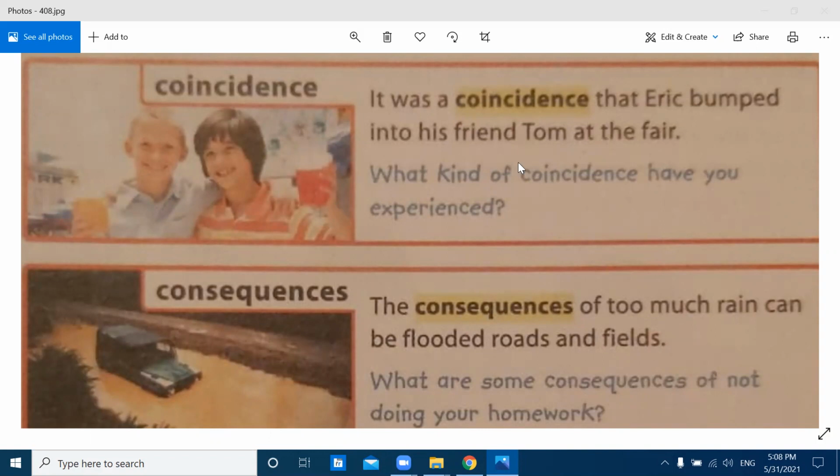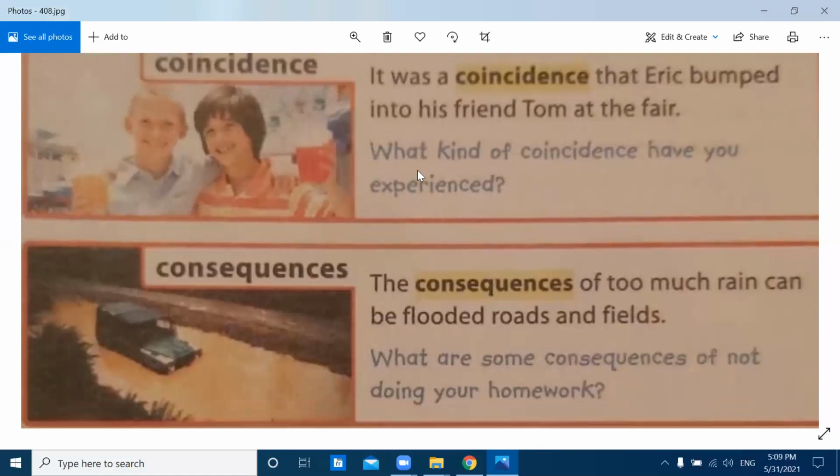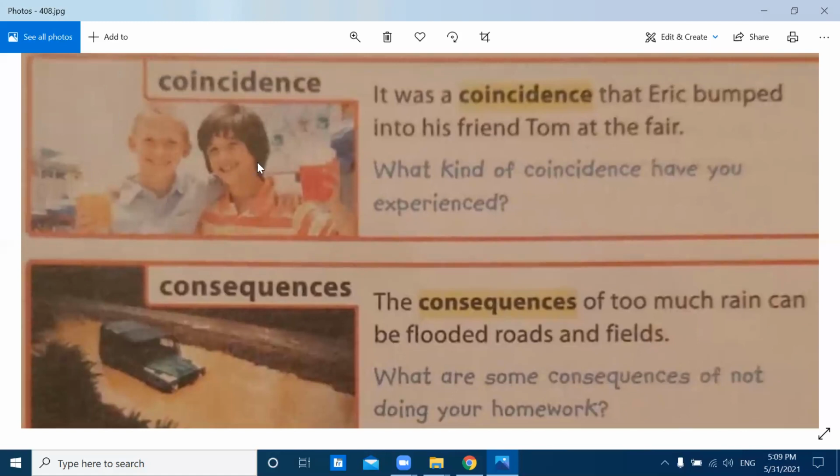Okay, like for instance, maybe if you bring a new notebook for science today, and your friend also brings a new notebook for science, but you didn't know it was going to happen. It's unexpected, and it's similar. This is a coincidence. All right. Here in this example, it's a coincidence that they were both at the fair. They didn't know each other was going to be there.